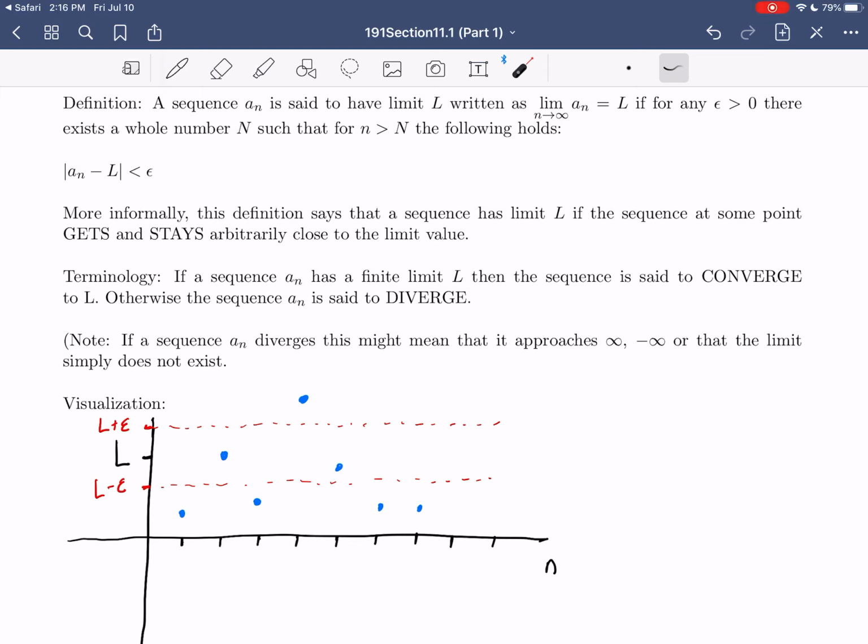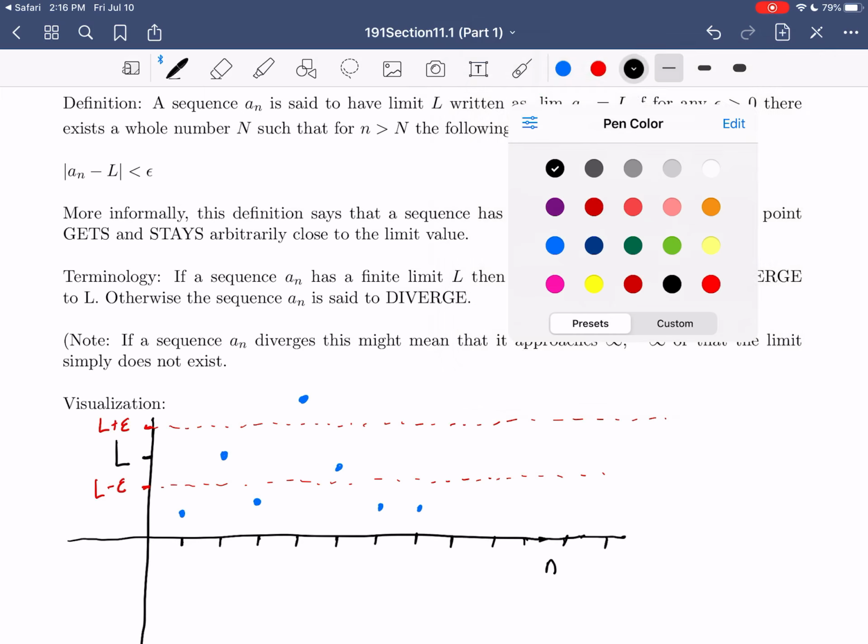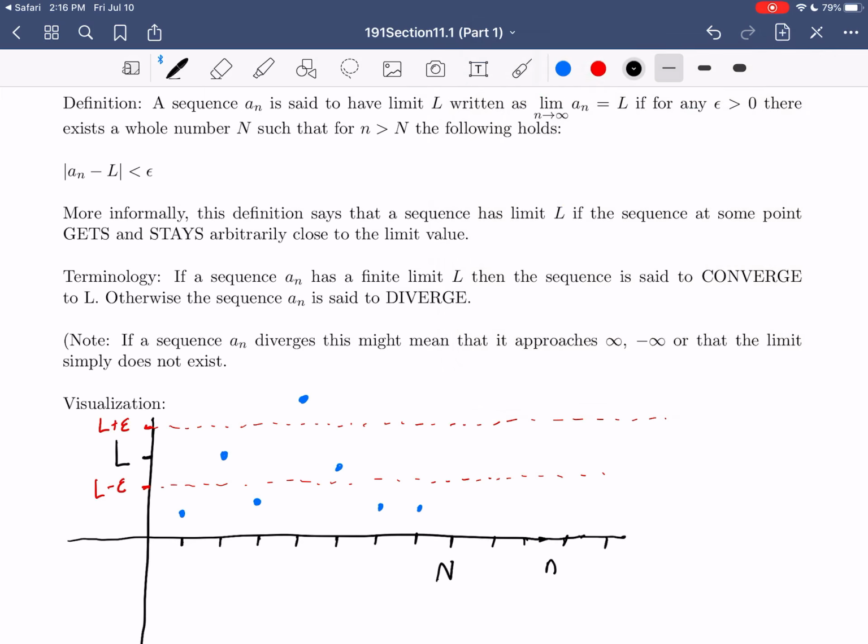Remember, graphing a sequence, because it's discrete, is just graphing a bunch of points. There's no curve connecting them. It's not a continuous function or anything like that. It's just a bunch of points. But what has to happen, I'm going to extend my drawing a little bit here, is that if this blue sequence I'm drawing really has a limit equal to L, then at some point, which we would call capital N, maybe capital N is right here.